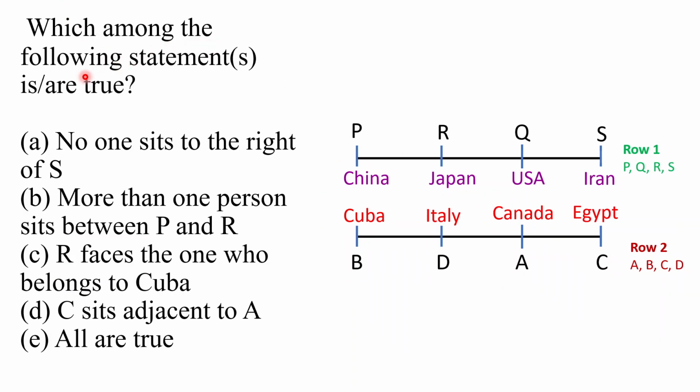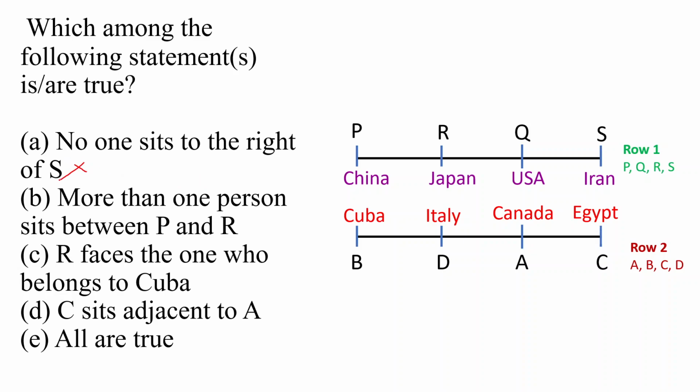Which among the following statements is or are true? The first is, no one sits to the right of S. See students, S is in row number 1 and the people from row number 1 are facing the south direction. So this side is the right side of S, okay? And there are 3 people to the right of S, which means our option number A is wrong.